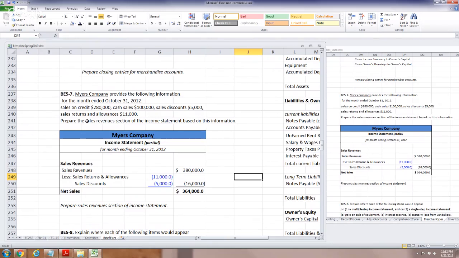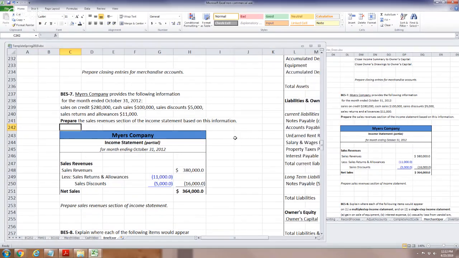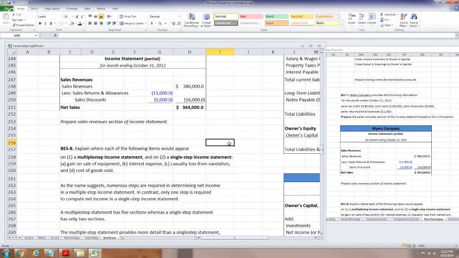I think, what did it say? With this one, we prepared the sales revenue. And what we're doing here is you prepare the sales revenue section of the income statement based on this information. That was your 364. So, like I said, you're sort of rolling through all these.